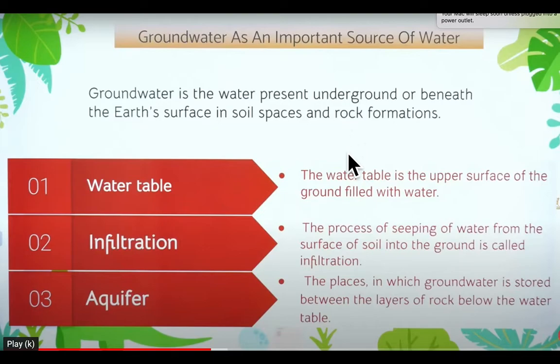Groundwater कौन सा होता है? I have discussed with you. Groundwater is the water present underground. And the water table is the upper surface of the ground filled with water. जो सॉइल में नीचे पानी होता है, जो उसका लेवल होता है, अपर सरफेस होता है, उसको क्या बोलते हैं हम? वाटर टेबल. And the process of seeping of water from the surface of soil into the ground is called infiltration.